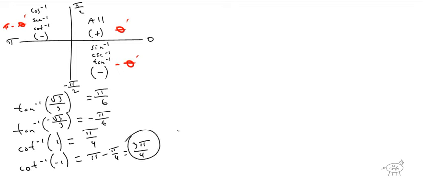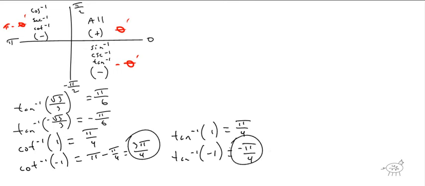As opposed to, let's do inverse tangent of 1. Well, positive. We're in the first quadrant. It's pi over 4. Inverse tangent of negative 1. It's negative, so what quadrant am I going to be in? I'm going to be in the fourth quadrant. It's going to be negative reference angle. The reference angle is pi over 4. My answer is negative pi over 4. Notice the difference between these two.